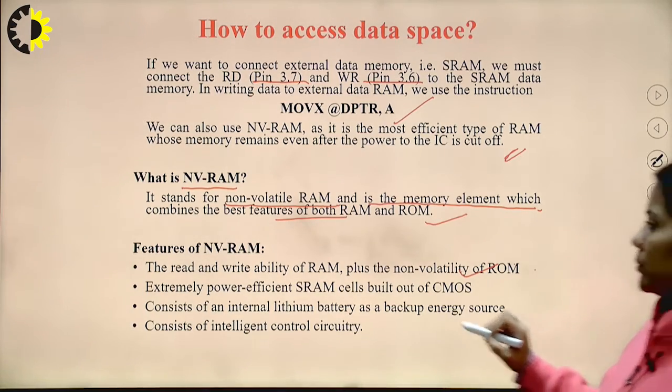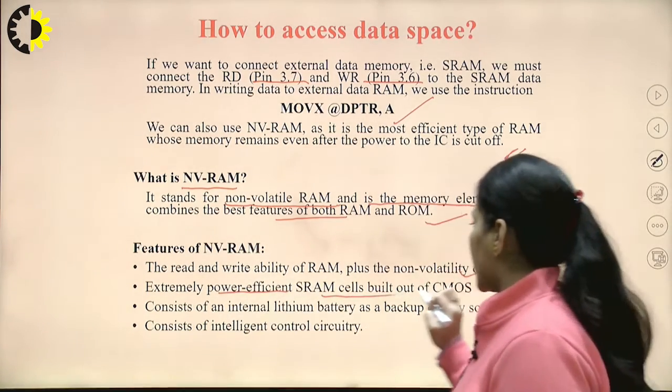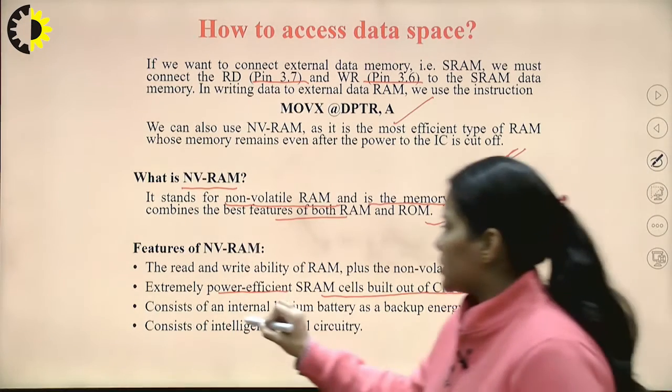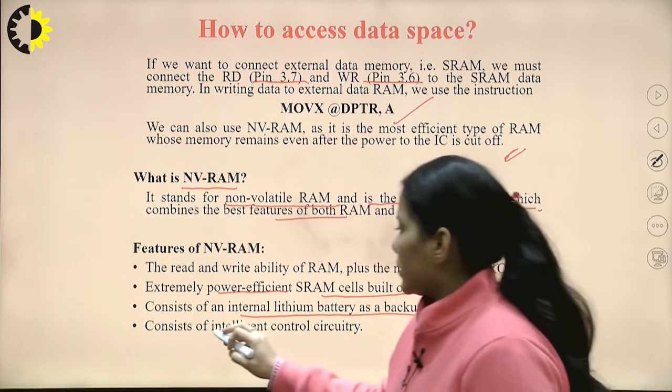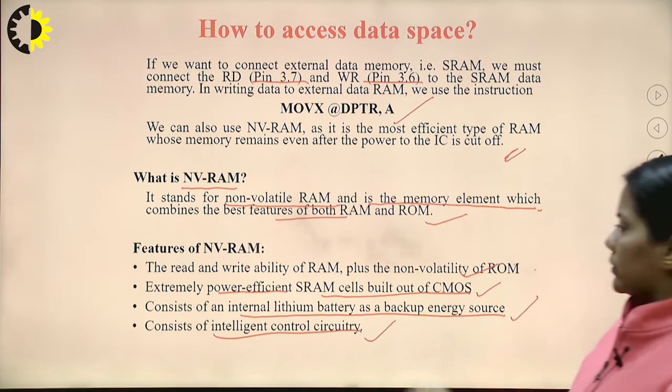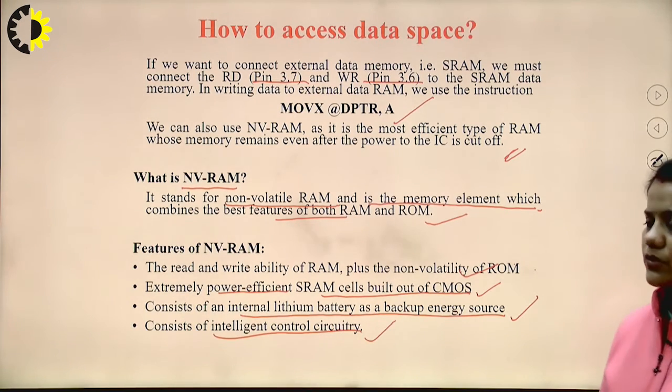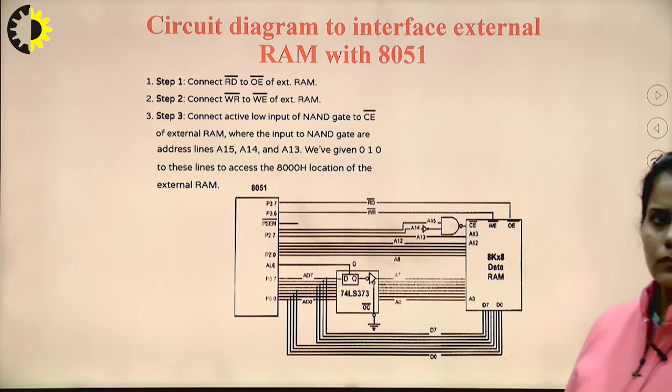Features of NVRAM: the read and write ability of RAM plus the non-volatility of the ROM. Extremely power efficient SRAM cells built of CMOS. Consists of an internal lithium battery as a backup energy source. Consists of the intelligent control circuitry. So these are the features of the NVRAM.